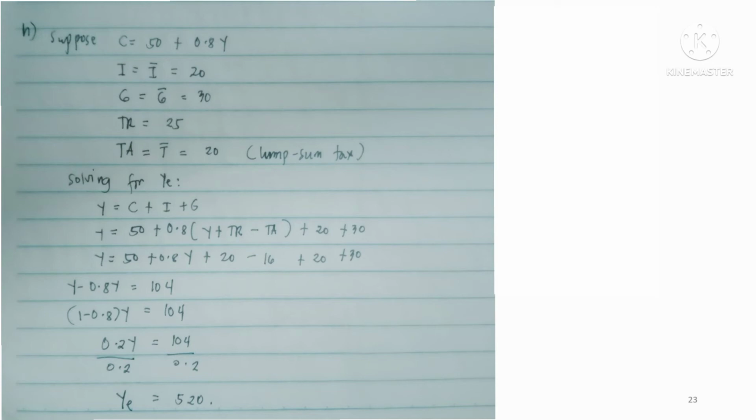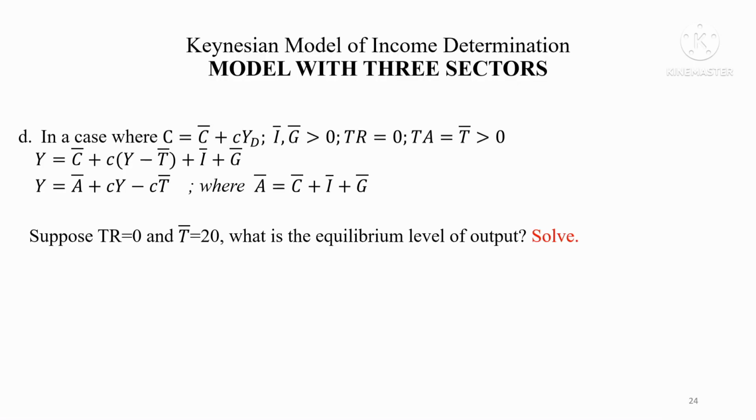Unlike in the previous case where lump sum tax or taxes are zero, the equilibrium level of income in this situation is lower because of the tax. Tax has a negative effect on the income of the consumer or the economy as a whole. What about in this case? Transfer payment is 0 and lump sum tax is 20. What is the equilibrium level of income? Try solving this case.